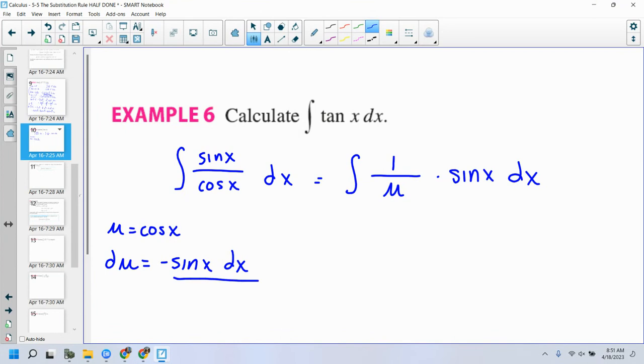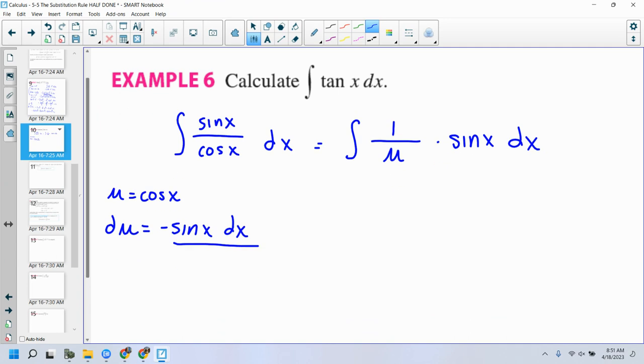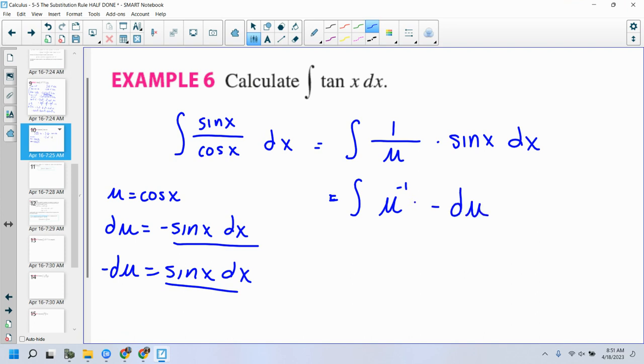But look what I have. Ooh, I've got that right there. I just need to get that negative to go to the other side, right? So this is really negative du equals sine x dx. You follow me there? And now I see sine x dx there. So I can input that. That's going to be equivalent to, let's make that u to the negative first power, u to the negative first times negative du. That's not a minus, that's a negative, right? So like this, the integral of negative u to the negative first du.